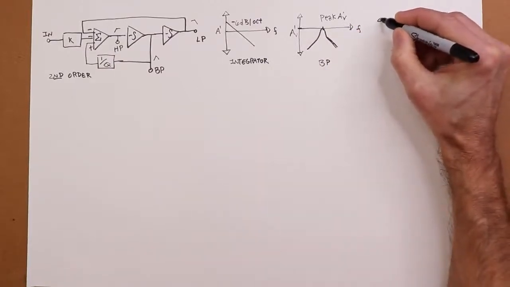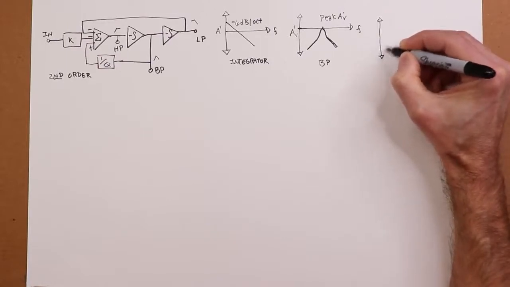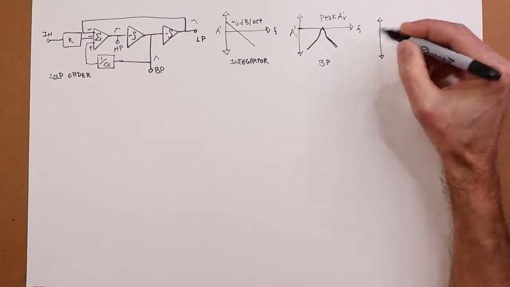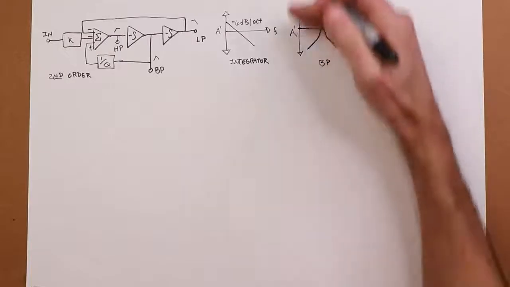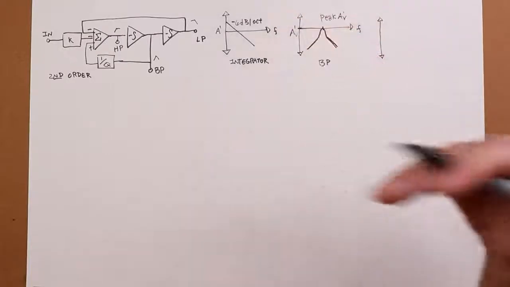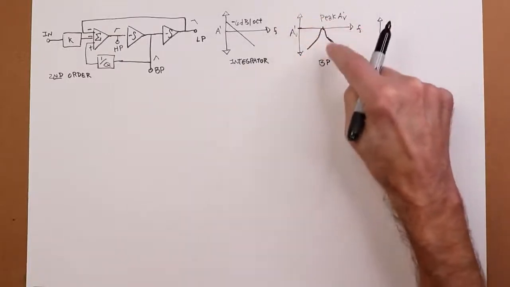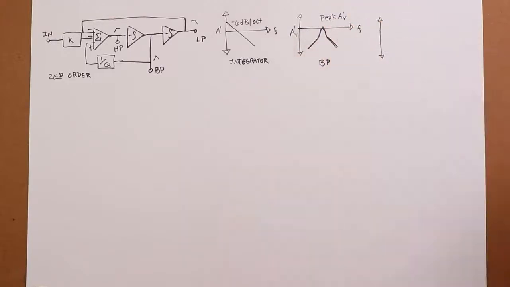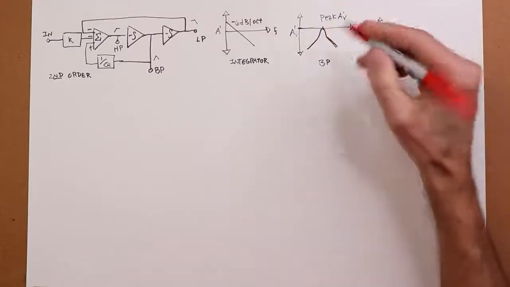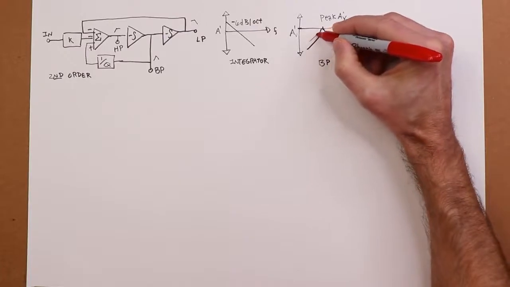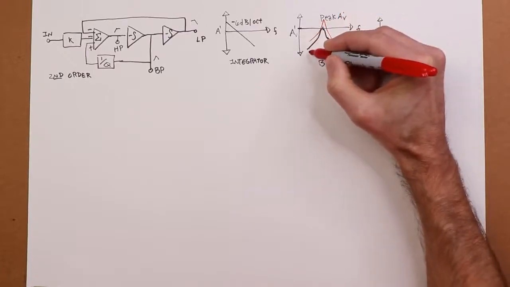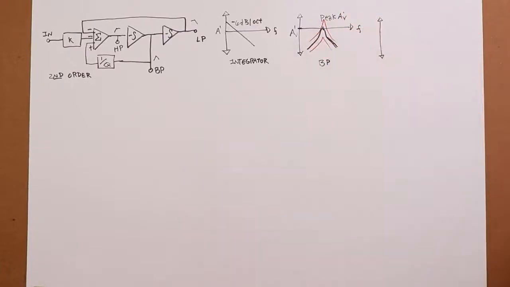Now for the other two, for the high pass and the low pass, by the way, before I continue, this whole thing can be scaled up and down. Like I said, it's typically set for this to be 0, but it doesn't have to be. If you really want to, you can have the thing come up like this, or be down here.